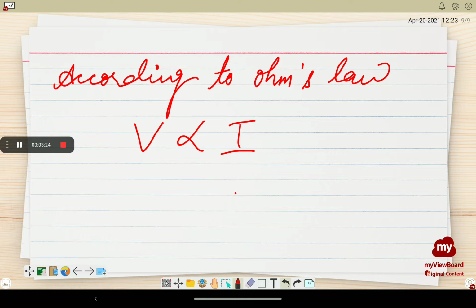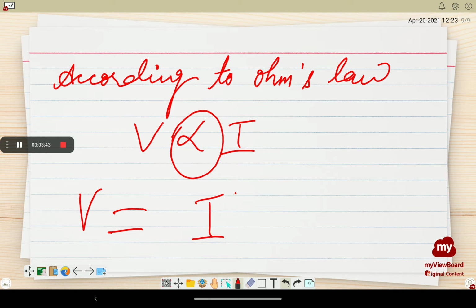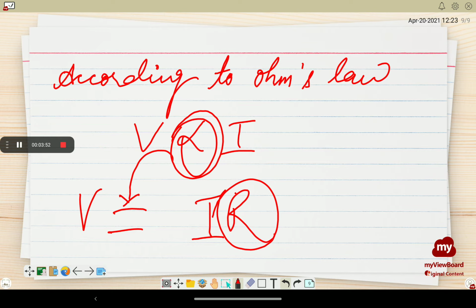According to Ohm's law, voltage is proportional to current. Means if you increase the voltage, current will also increase. Okay. Now we want to know what is exactly the value of voltage. For that we have to use equality sign. Then we will remove this proportionality and replace it by equal to sign. We have to add a constant. Okay. So this R is called proportionality constant because we have added it by removing this sign. Okay. So what is R?